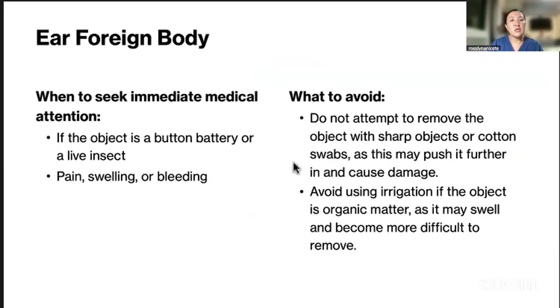Do not attempt to remove the object with a sharp object or cotton swabs, as this may push it further in and cause damage. Also, you should avoid irrigation if the object is organic matter, such as beans, those red beans or seeds, as it may swell and become more difficult to remove. Treatment includes, again, the use of a microscope and our micro instruments to remove the foreign object.